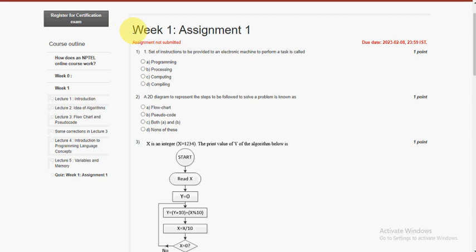In this video, I'm going to give you the solutions for week 1 assignment 1 of the Problem Solving through Programming in C course. So let's see the first question of this assignment. A set of instructions to be provided to an electronic machine to perform a task is called programming. Option A.